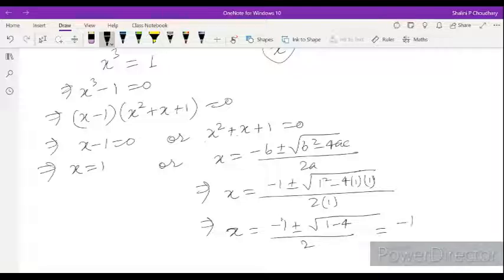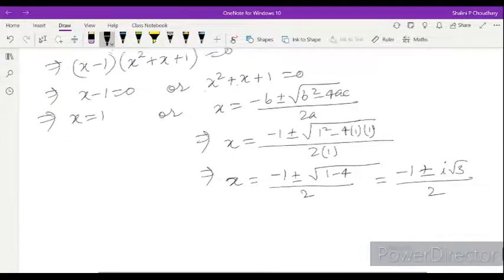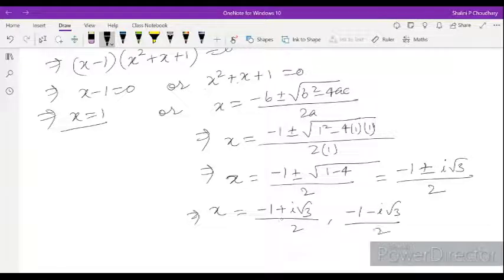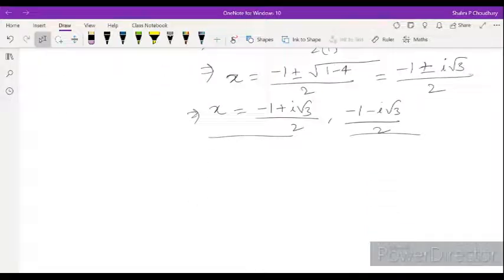1 minus 4 we can also write as minus 3. The square root of minus 1 will be equal to i, and square root of 3 as it is we'll write here. Okay, so basically we got one value here, and for x there will be 2 values. One will be minus 1 plus i root 3 upon 2, and second is minus 1 minus i root 3 upon 2. Okay, so these are the 3 values for x. So these are the cube roots of unity, 3 roots. Cube roots means 3 roots.